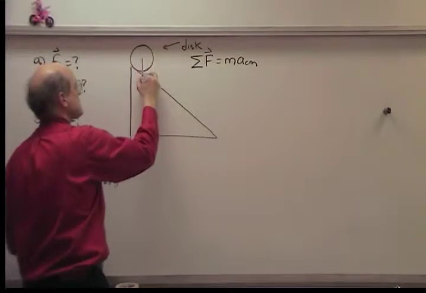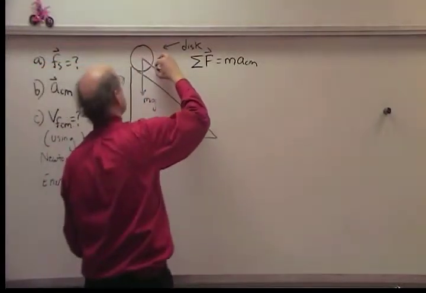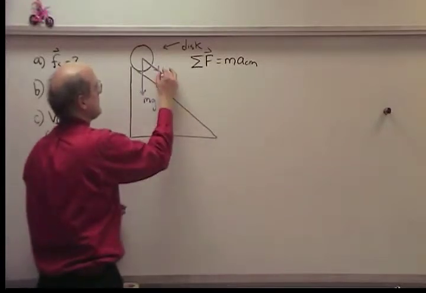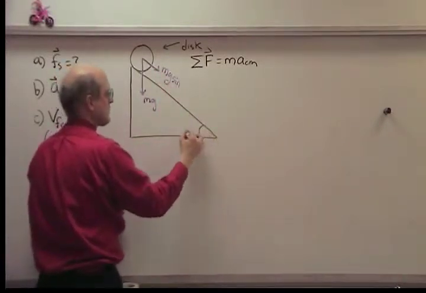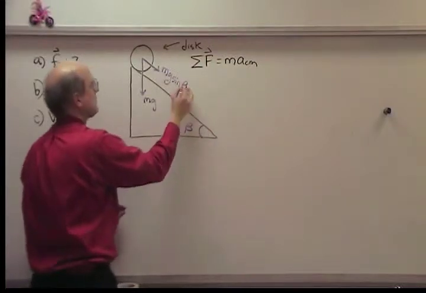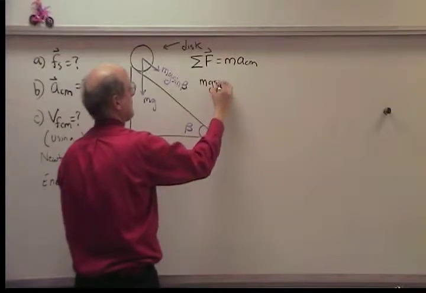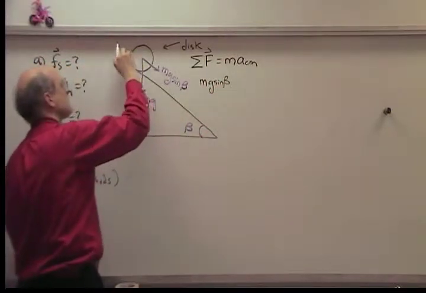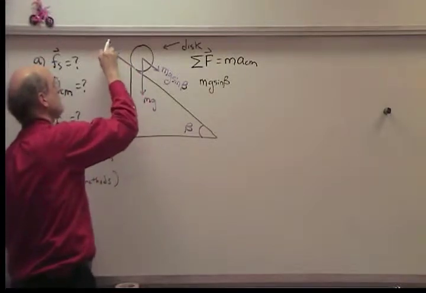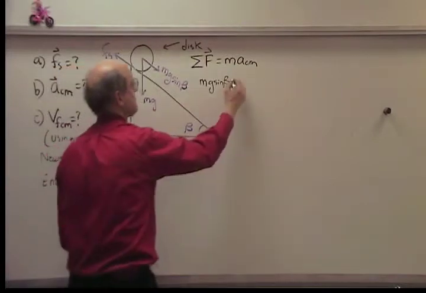The weight of the disk has a component directed down the hill. That's mg sine of this angle here, which I'm going to call beta. There's a force of static friction acting up the hill. And I know it's static because it's rolling without slipping.